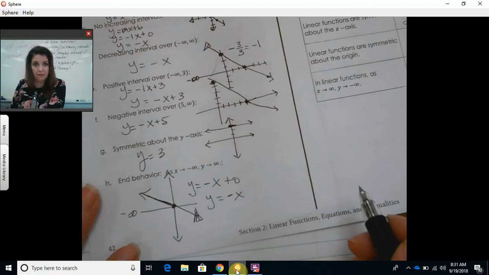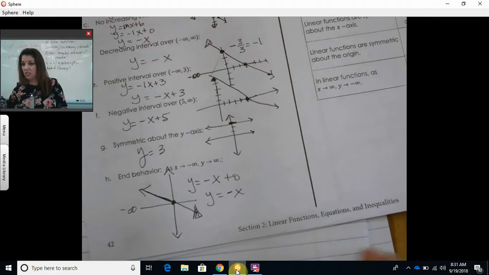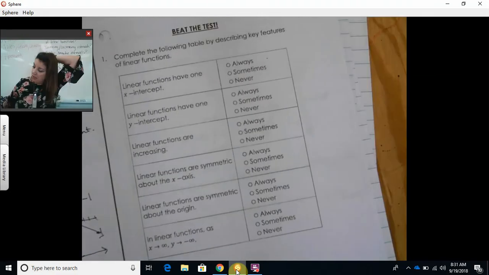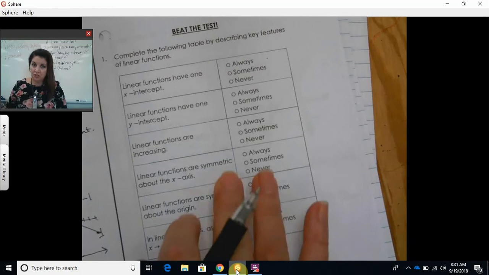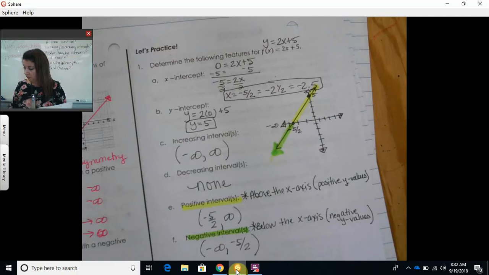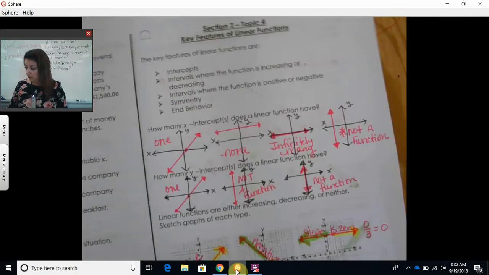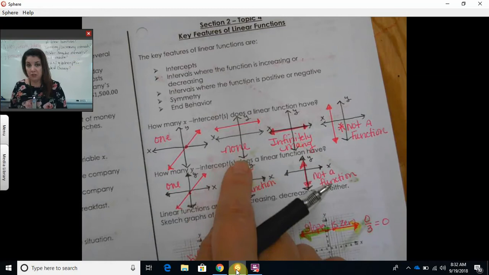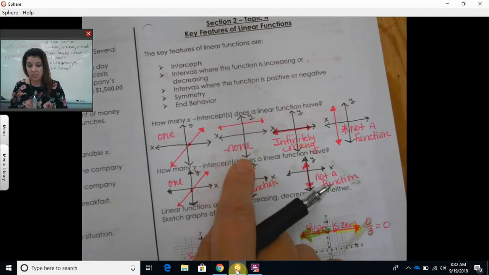Okay? Alright, we're almost finished. Beat the test. Complete the following table by describing key features of linear functions. Linear functions have one x-intercept. Always, sometimes, or never. Think about that first page of notes. Linear functions have one x-intercept. Always, sometimes, or never. Look at this page. Sometimes.